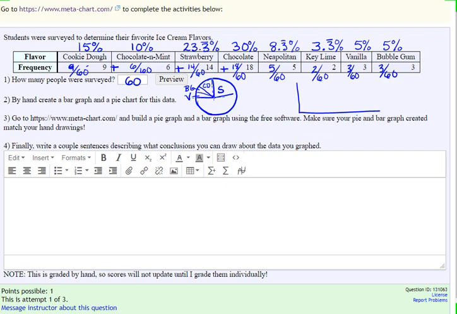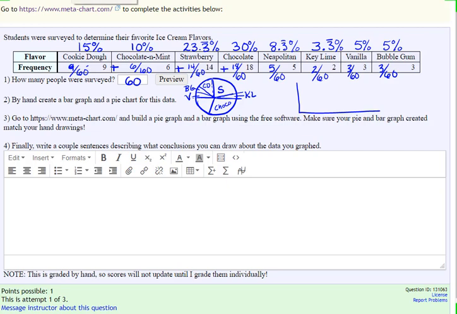Now the next one is going to be really small. It's going to be just over 3%. So we're going to call that the key lime. We have one that's at 30%, so that will be past 25 by a little bit. This is the chocolate. And then I also have, let's see, the Neapolitan, and I think that's it. The Neapolitan is 8%.